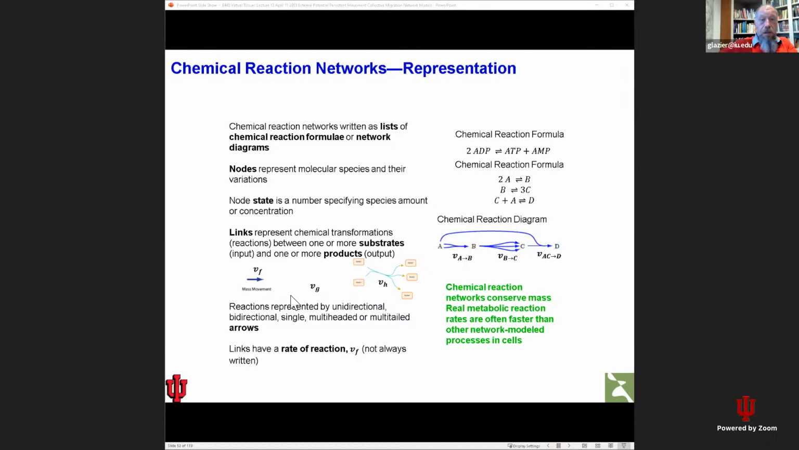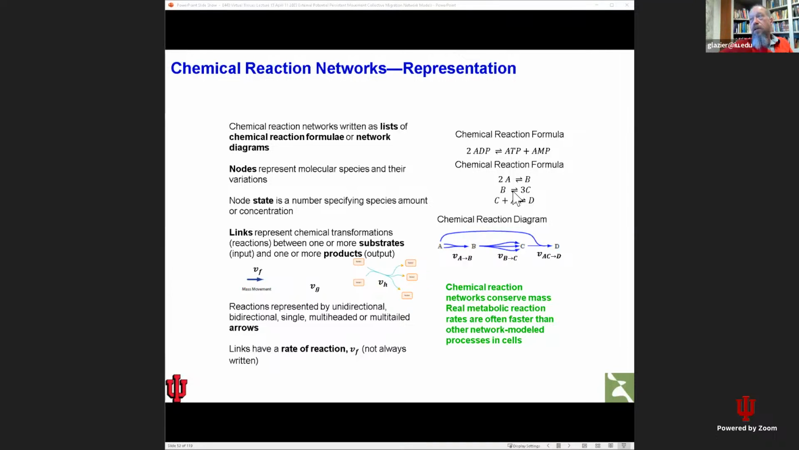Chemical reactions are typically written in the form of arrow diagrams. We can have here, for example, a classic chemical reaction. 2 molecules of ADP go reversibly to a single molecule of ATP: adenosine diphosphate goes to a molecule of adenosine triphosphate and a molecule of adenosine monophosphate. Effectively, what we've done is move one phosphate from one of the molecules to the other. And that phosphorylation reaction is a key thing that happens in biological signaling.